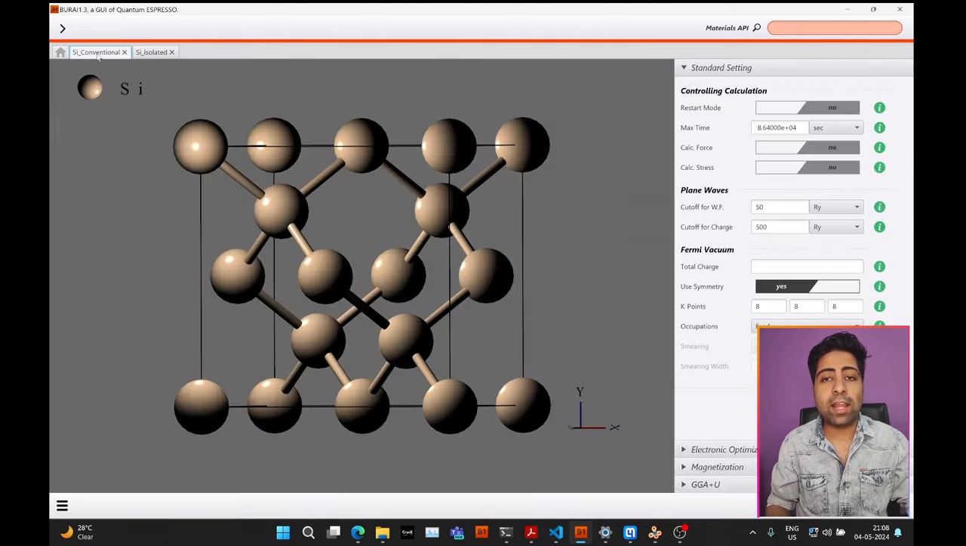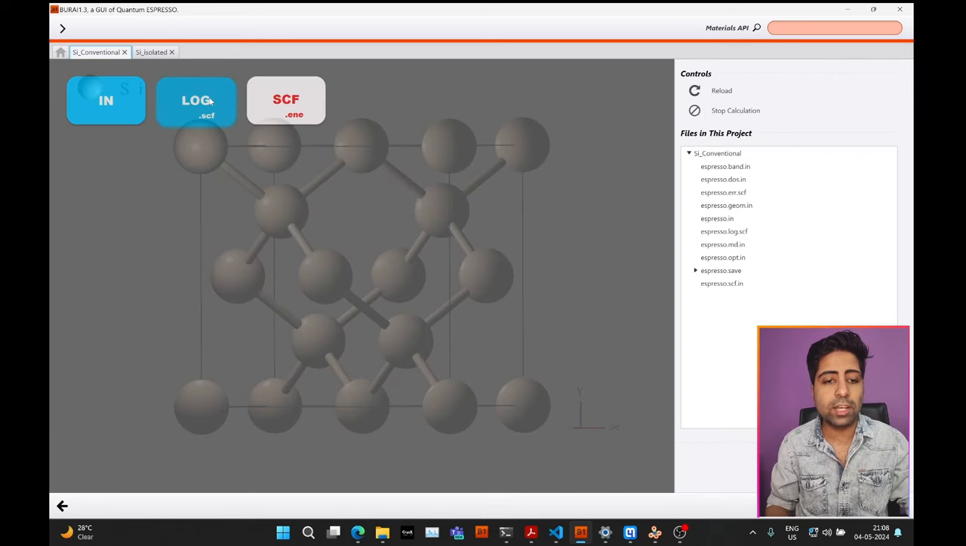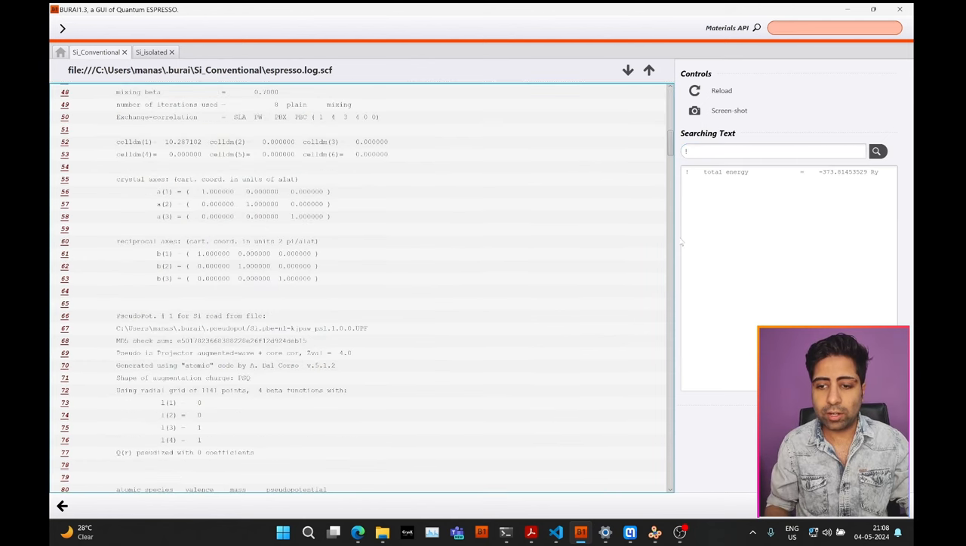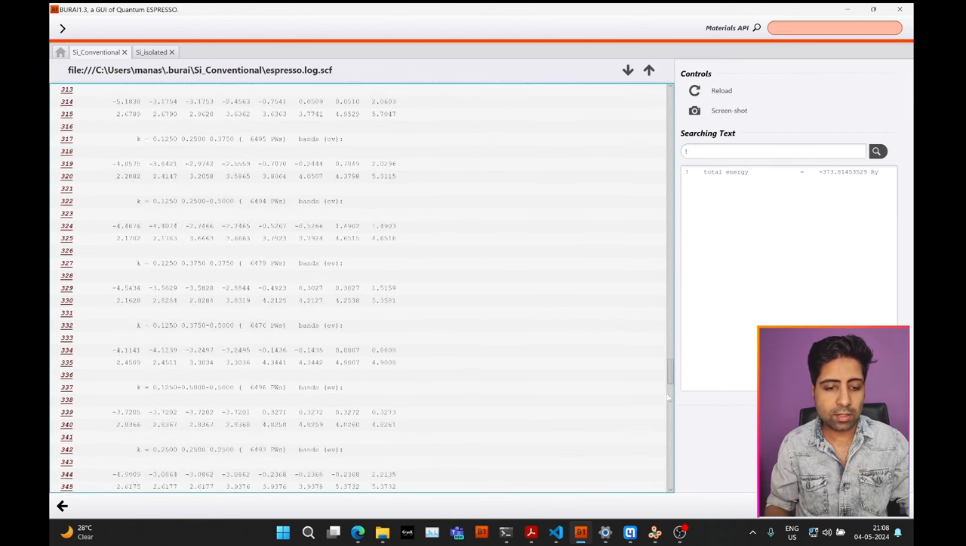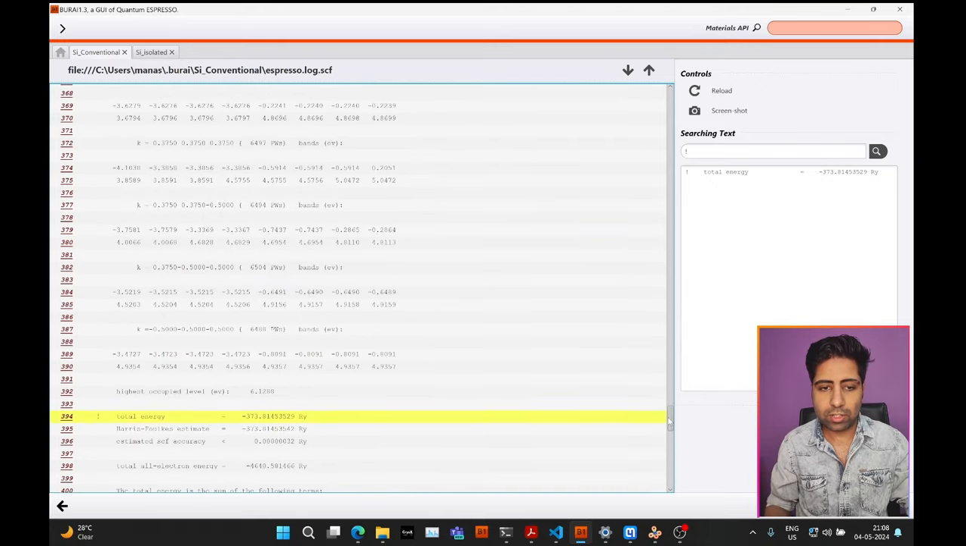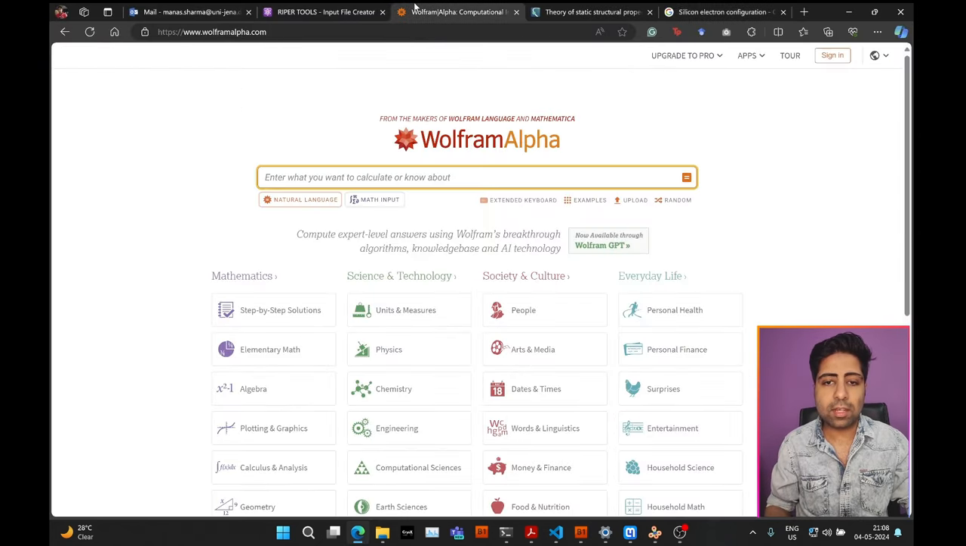And in the meanwhile, the calculation for the Si conventional cell has already completed. So let's have a look at the result there. Come to the log file and search for the final total energy. So here in the end, somewhere I should have the total energy. Okay, so right over here. And now let's go ahead and copy this bulk silicon energy for the conventional cell and paste it in Wolfram.